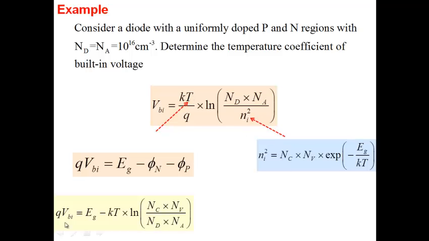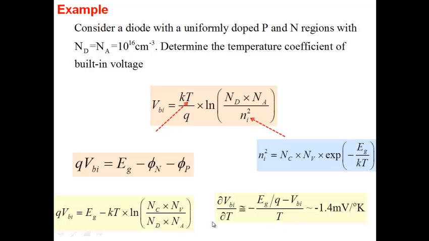So how much will the temperature dependence be? Now we can calculate the temperature coefficient. All I do is take dVBI by dT, the change in VBI with respect to temperature. So I take a derivative, and Eg does change with temperature, but very little. We'll ignore it. Eg we'll ignore, Nc and Nv we'll ignore. The only temperature dependent term that we'll keep is T, and therefore it's very simple. The temperature coefficient will become del VBI by del T equal to Eg by Q minus VBI by T, approximately.